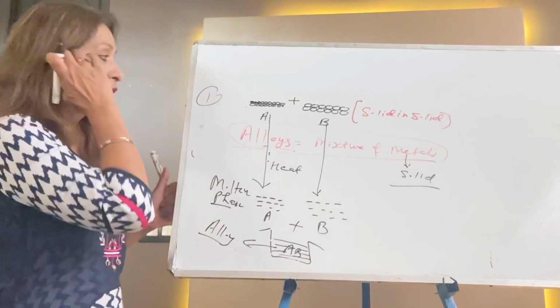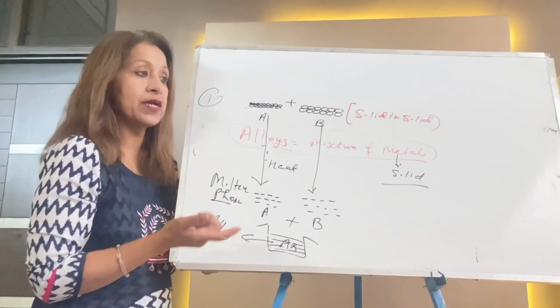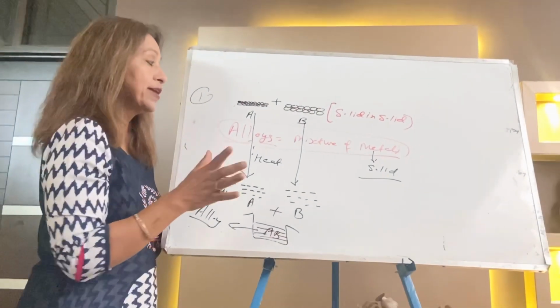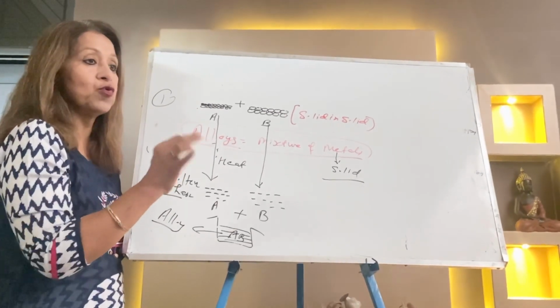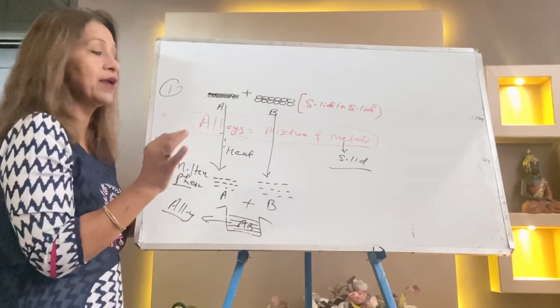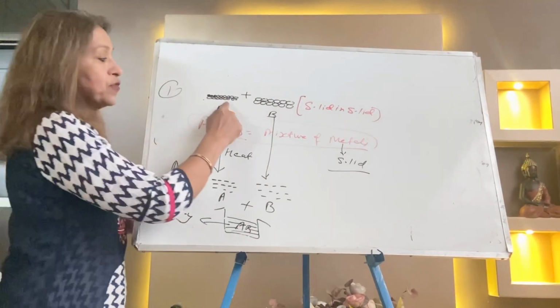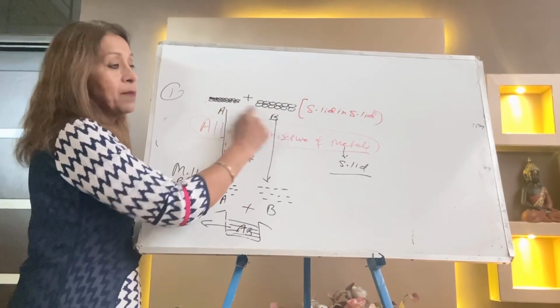This is the way. So how is an alloy formed? I think you should understand what a solid state is. In the solid state, particles are very difficult to mix. Why? They have a very low degree of diffusion. Why? Because there is very little space among them.